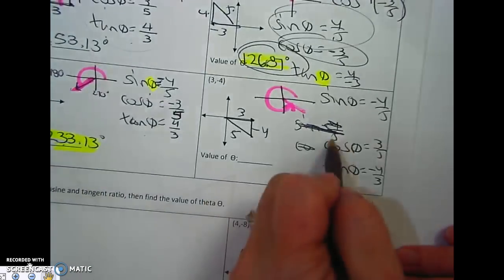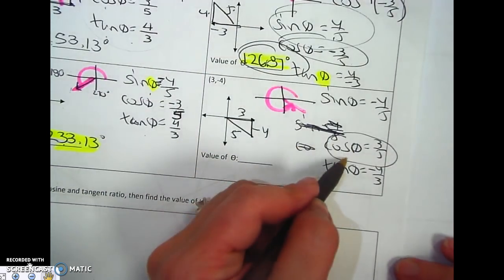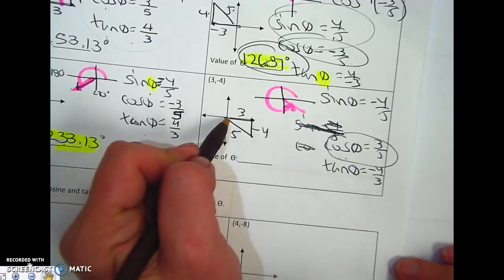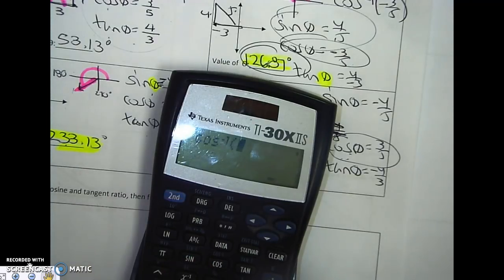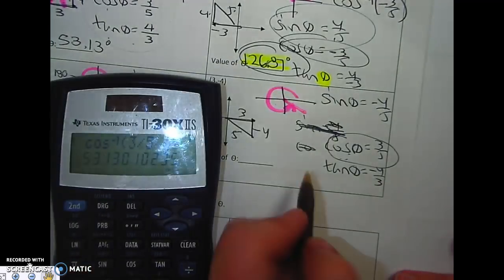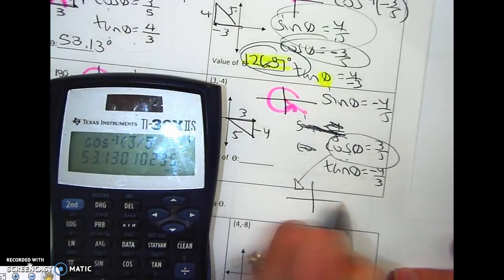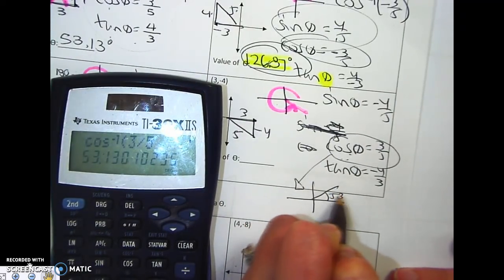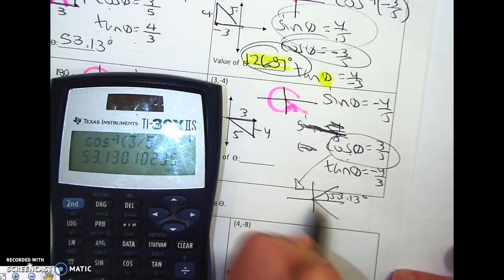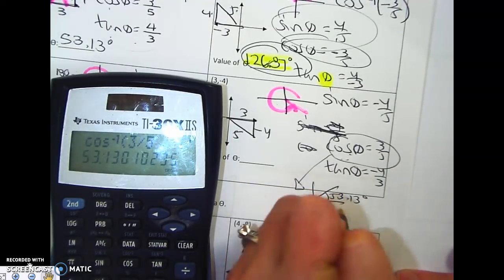Remember when I told you the one that's positive will probably end up in the first quadrant? So I'm going to pick this one so that I can get the reference angle. So I'm going to go the inverse cosine of 3/5, and it tells me 53.13. So this one tells me it's in the first quadrant, but it's really in the fourth. So I'm going to use that as a reference angle.